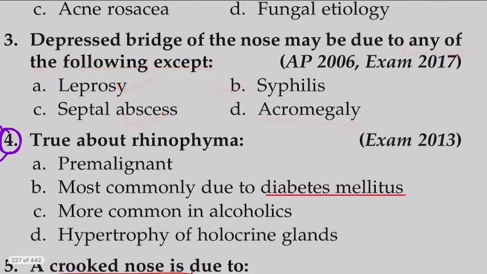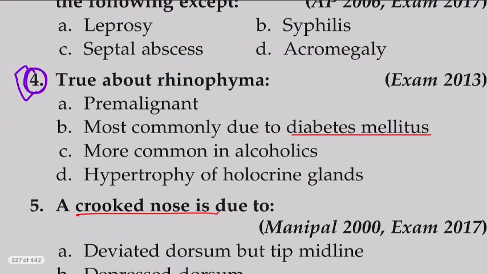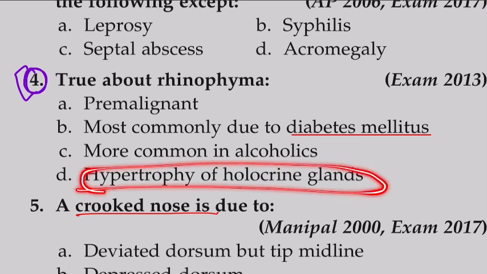depressed bridge of the nose. True about rhinophyma is, it is what? Pre-malignant? No, it is not pre-malignant. Most commonly due to diabetes mellitus? No. More common in alcoholics? No. Hypertrophy of holocrine gland? Okay, that is the true statement about rhinophyma, right? Rhinophyma occurs due to hypertrophy of sebaceous glands, right? Sebaceous glands, which are what?